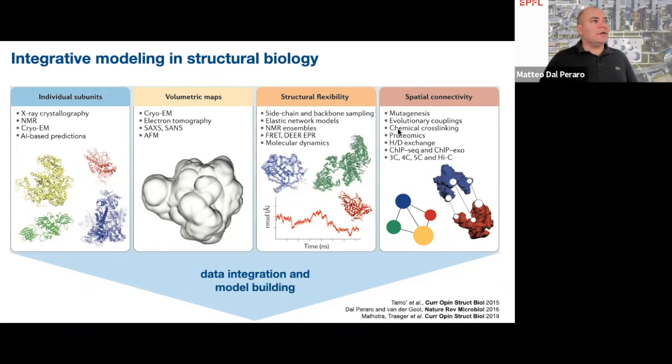and link these with all sorts of spatial connectivities that you can get from a biochemical, biophysical assay. Okay, and developing a method that can integrate in a consistent and efficient way all this information might play a role in solving the structure and function of big complexes.